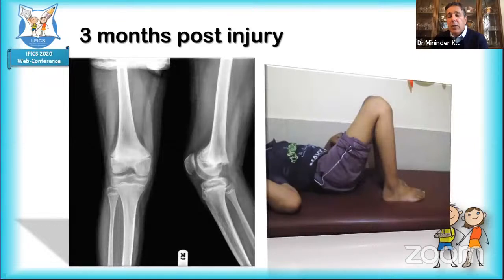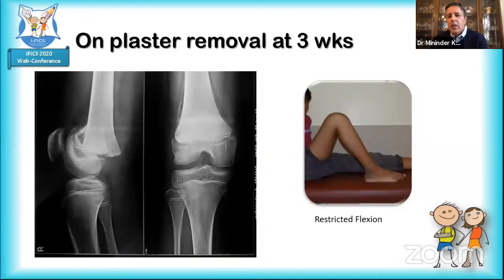We want to avoid multiple manipulations across the physis. If you reduce it, and then you're watching it weekly and it moves and you reduce it again and you reduce it again, you're just grinding the physis. And if we are fixing across the physis, we want minimal fixation and something smooth. So I think it's important to remember what's best for the growth plate in these cases.